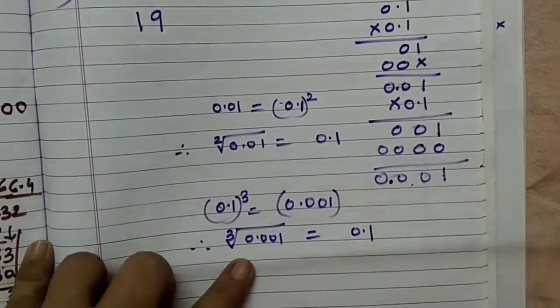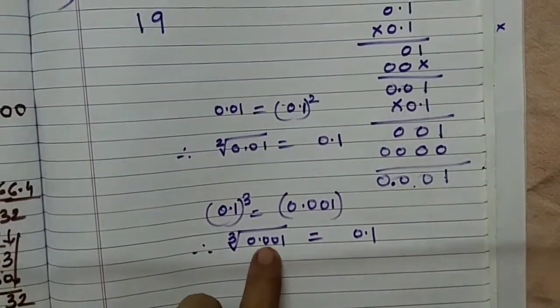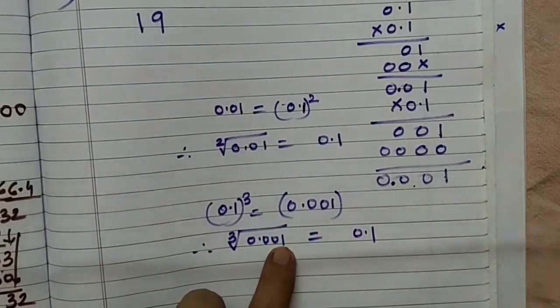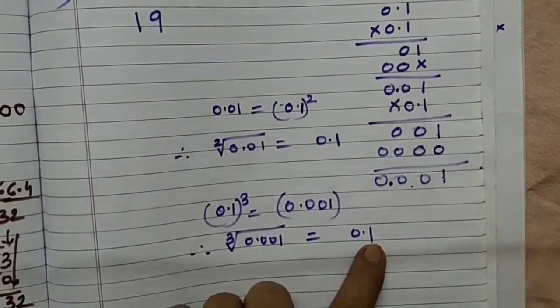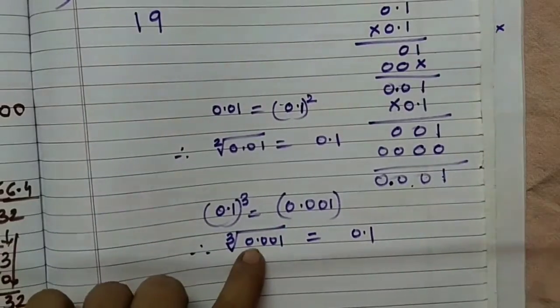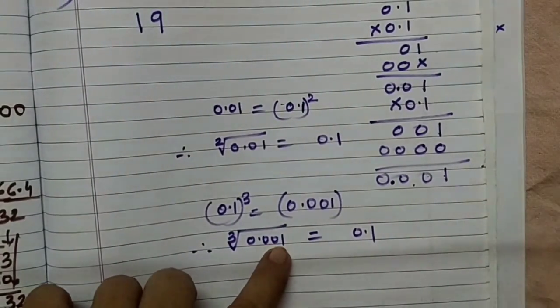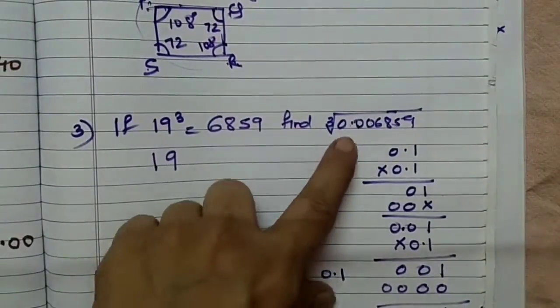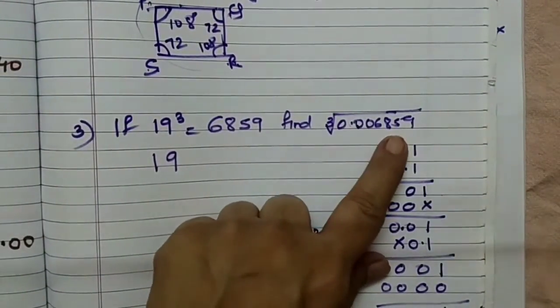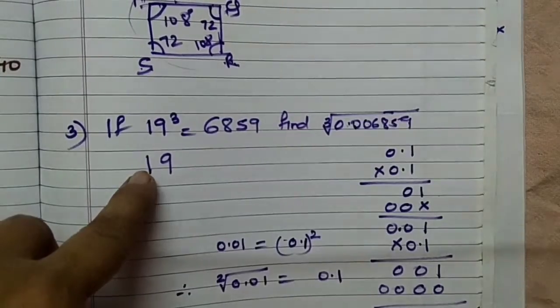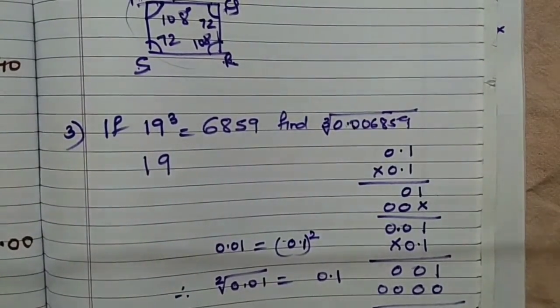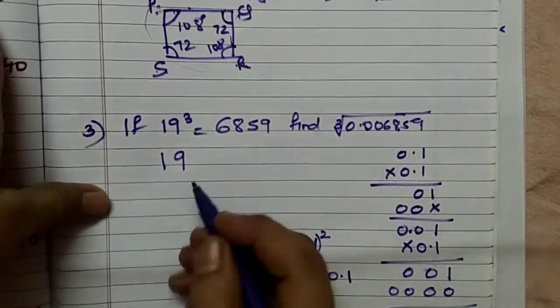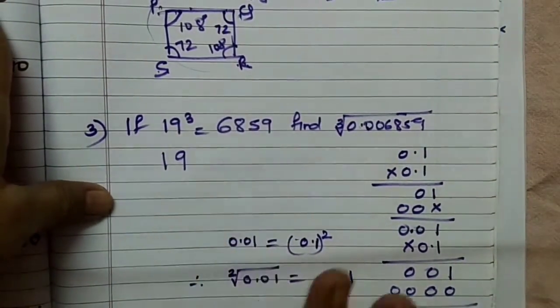So in this number, if after the point there are 3 numbers, in the cube root after the point there will be 1 number, so 1/3. Now here in our sum, after the point there are how many numbers? 6 numbers. So in the answer, after the point there will be how many numbers? 1/3, that is divided by 3. So there will be 2 numbers. So after the point 2 numbers, so 19 will be there.